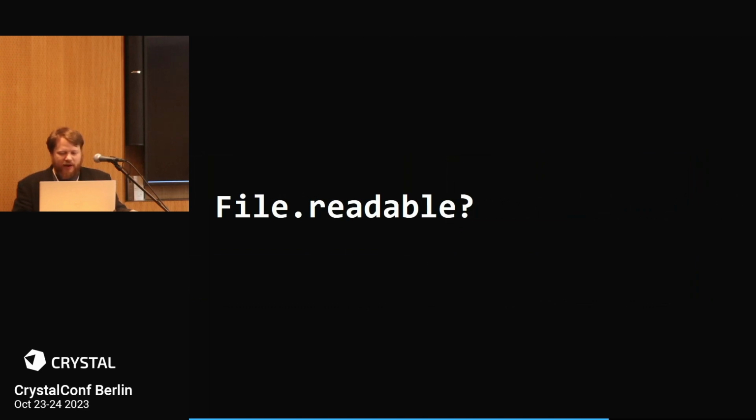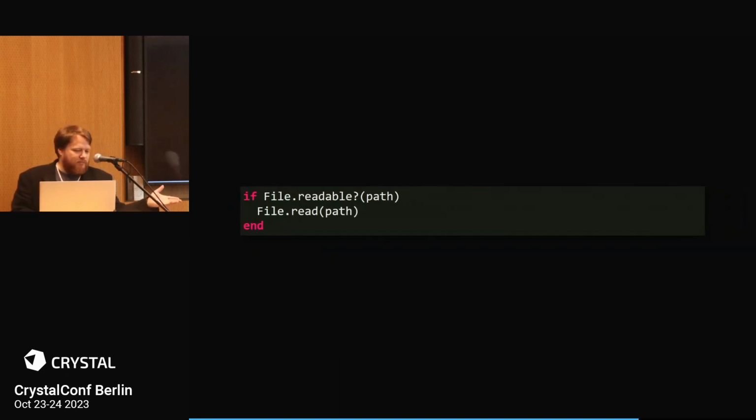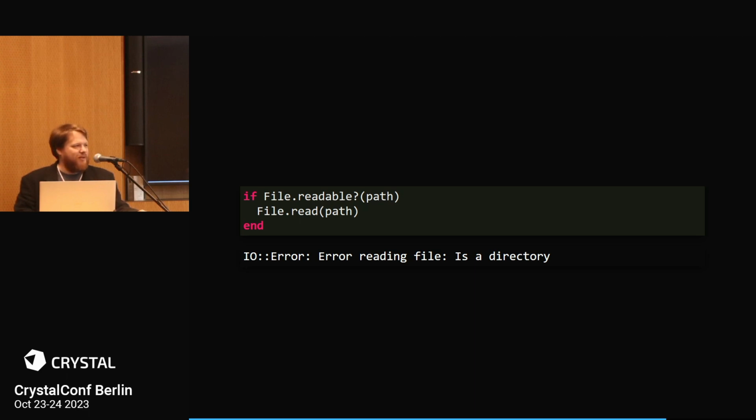Next one is file readable. What does it do? I guess it tells if you can read from a file, and it suggests itself that it's somehow related to file read, which does read from a file. So, this looks pretty nice. You check if a file is readable, and if yes, then you read it. So, optional file loading, totally easy code, should work, right? No, it doesn't, because file readable returns true on a directory, and then you try to read it, but you can't read from a directory.